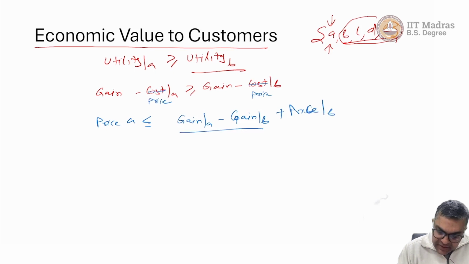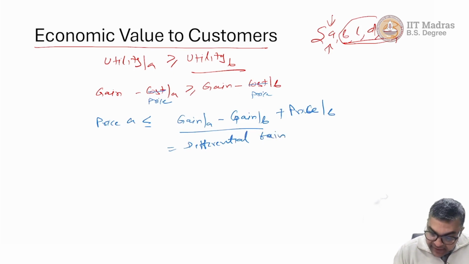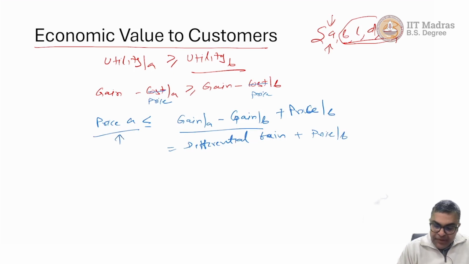And this is what we can say, this is differential gain, or differential how much better product A is in comparison to product B, plus price of B. So what it says, the price of this new item should be less than the price of B corrected for the differential gain that product A is making vis-a-vis product B. Now, of course, this gives you an upper limit. It does not say that the price should be equal to this. It says it should be less than or equal to.